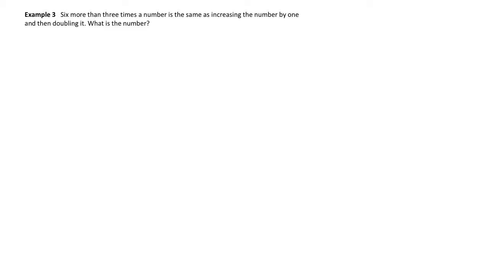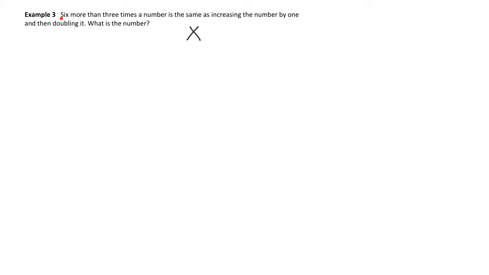Okay, for example 3, again, just one more, it's a sentence that I want to translate into an equation. So let's see, 6 more than 3 times a number is the same as increasing the number by 1 and then doubling it. What is the number? So this time we are just solving for just x. There's no larger or smaller number, so I only need one variable. And since there's only one sentence, there's really only one equation that we should have to write.